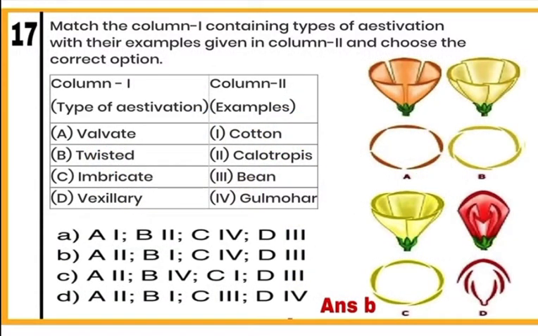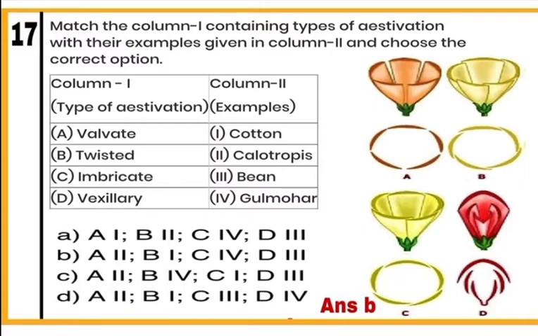Question 17. Match the column 1 containing types of aestivation with their examples given in column 2 and choose the correct option. Aestivation is the arrangement of sepals or petals in floral bud with respect to other members of the same bud. Here option B is the correct answer.